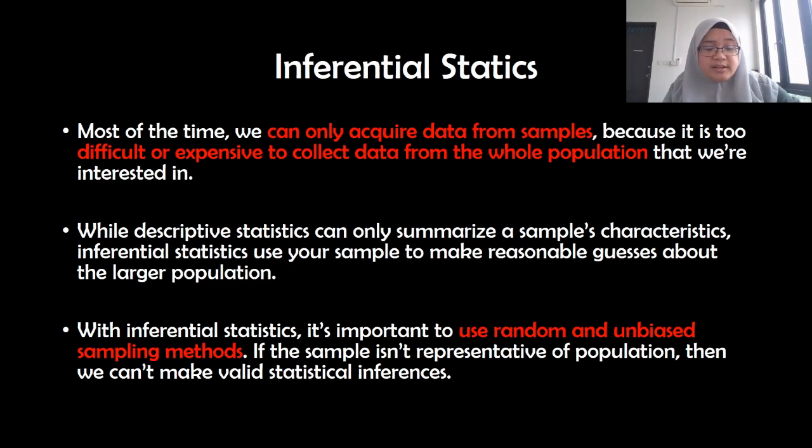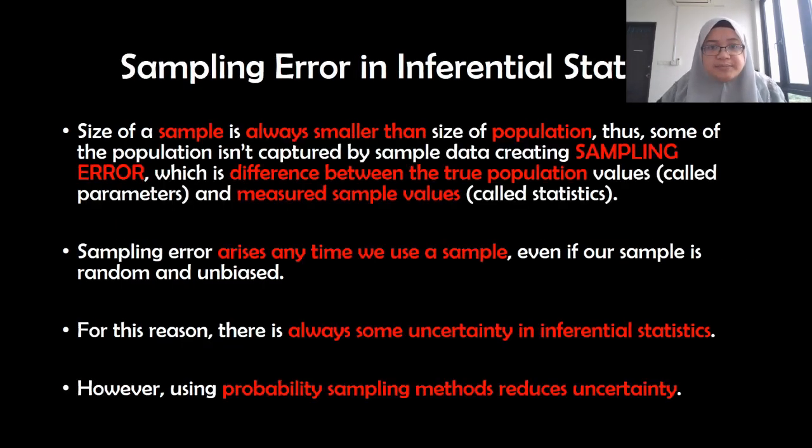Perhaps we are interested in conducting a study in Selangor. It is quite difficult to collect the data from the whole population of Selangor, so most of the time we only collect the data from our sample. While descriptive statistics can only summarize the sample's characteristics, we use inferential statistics to make a reasonable guess about the larger population. With inferential statistics, it is important to use random and unbiased sampling methods. If the sample is not representative of our population, then we cannot make valid statistical inferences.